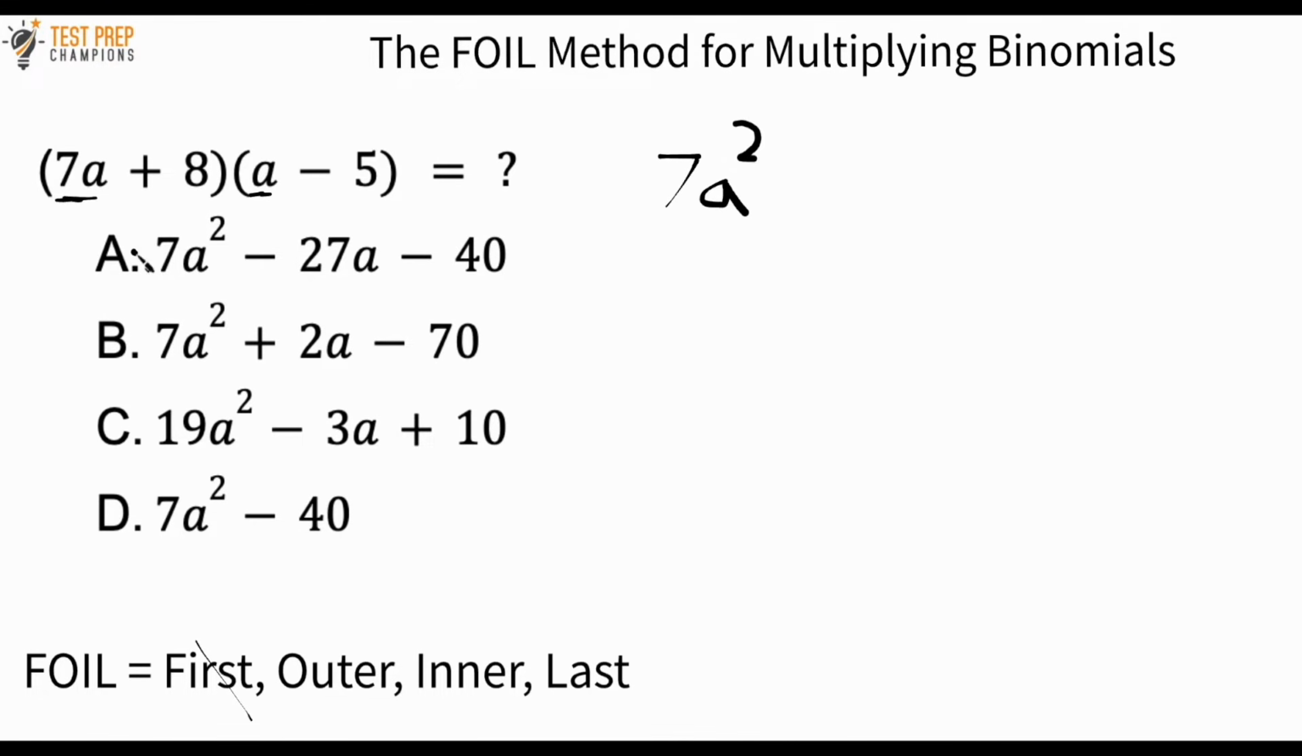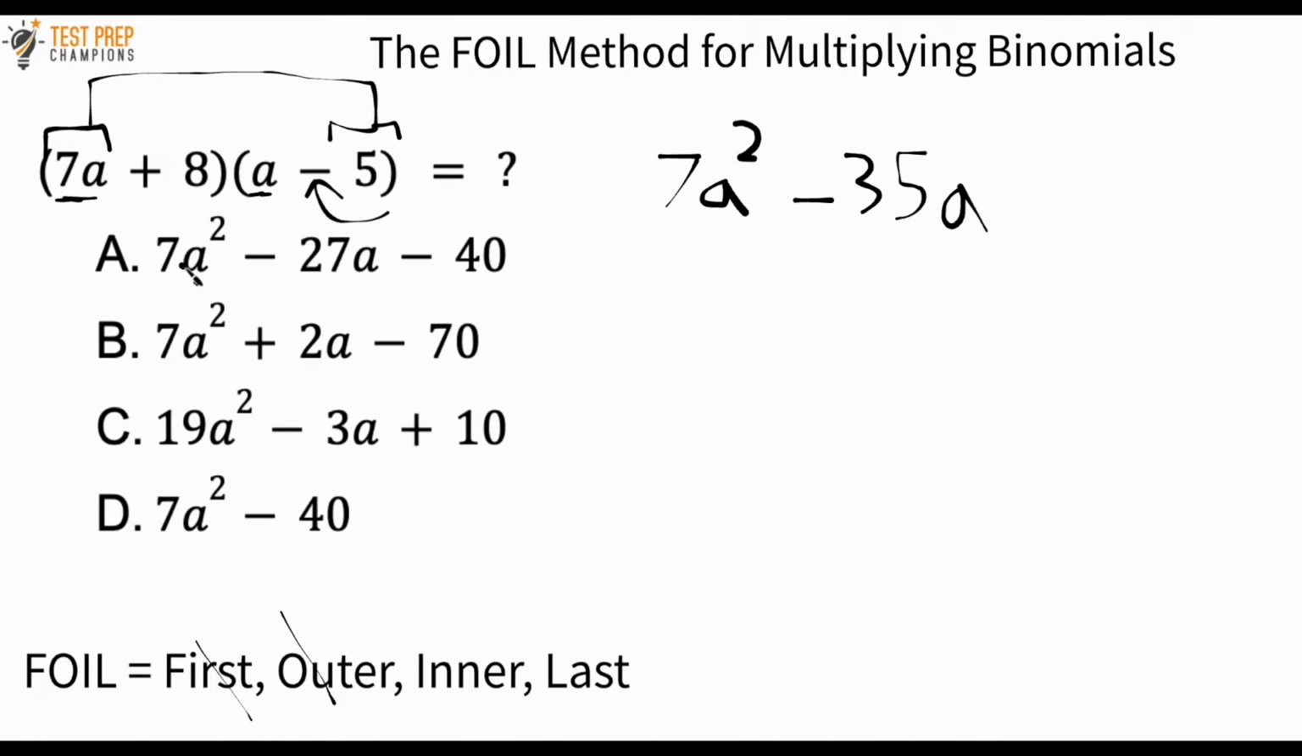Now let's do the outer. I'm going to take the 7a and multiply it by negative 5. I have to remember to take this negative sign, or minus sign, whatever you want to call it, into account here. So 7 times negative 5 is negative 35a. Basically what I'm doing is 7 times negative 5, and I'm just going to bring that a along for the ride. Okay, so that takes care of the outer.